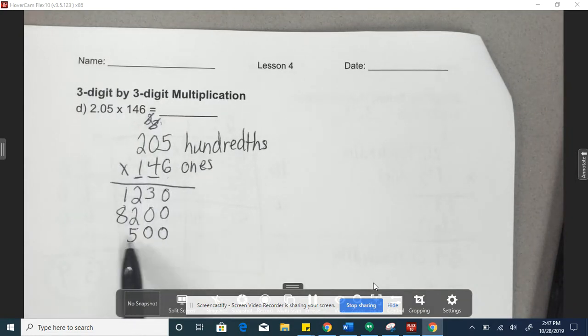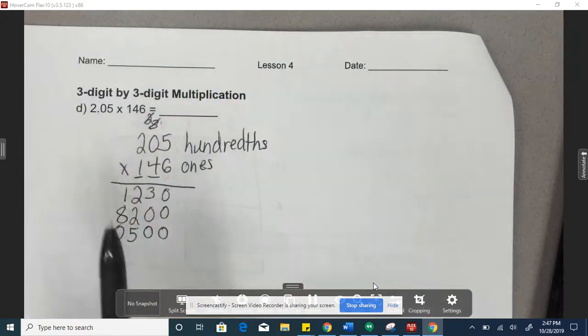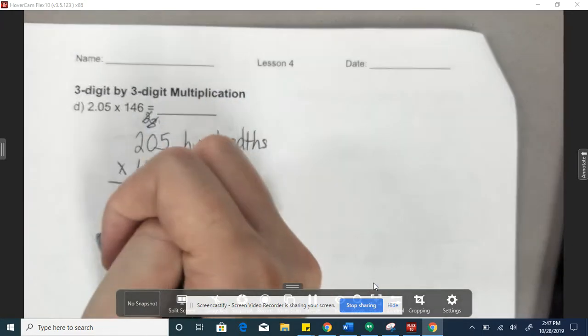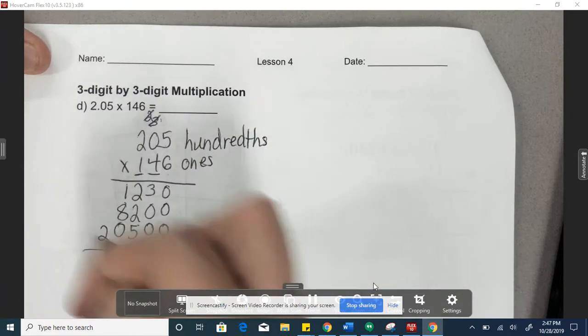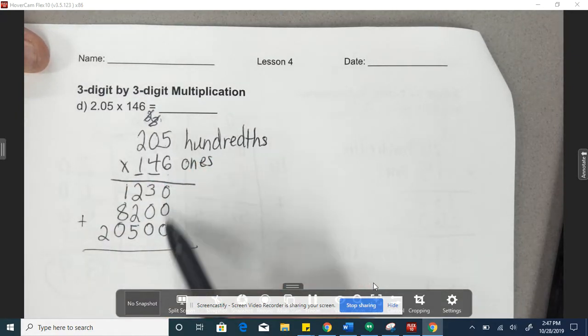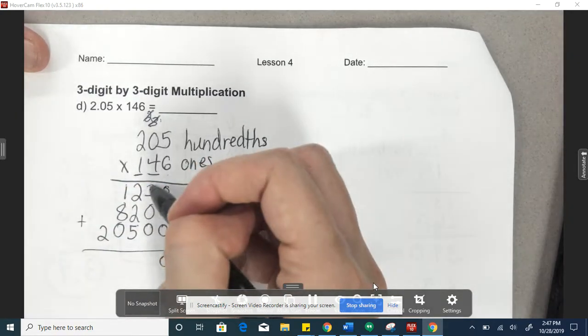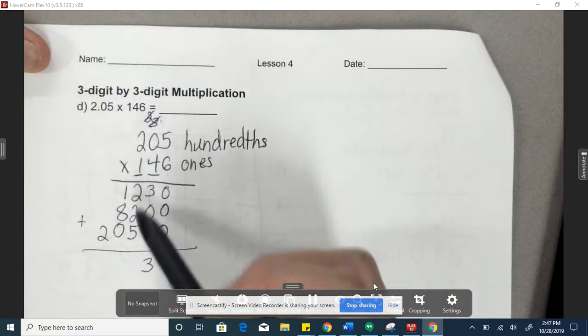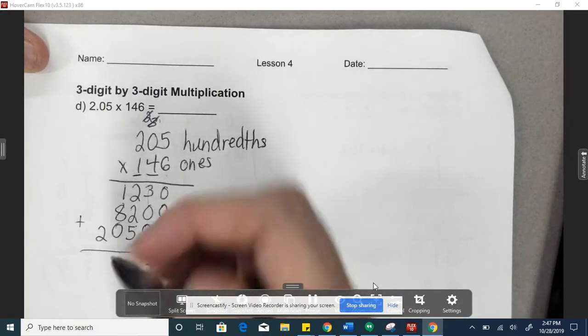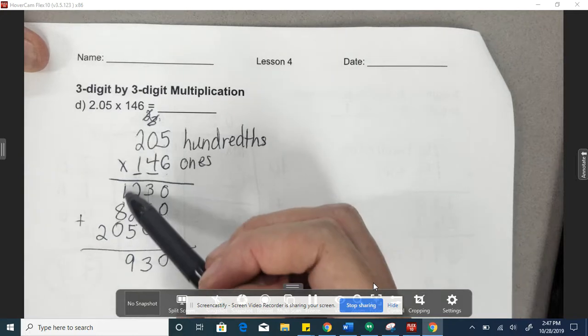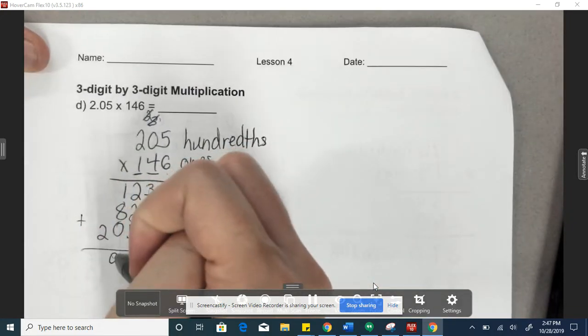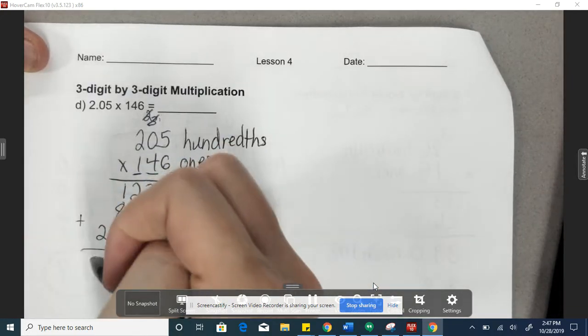So 1 times 5 is 5. 1 times 0 is 0. 1 times 2 is 2. We're going to add these up. Add up the ones place, we have 0. Tens, 3. Add up the hundreds, that's 5 plus 2 is 9. Add up the thousands, 1 plus 8 is 9. And add up the 10,000s, 2.